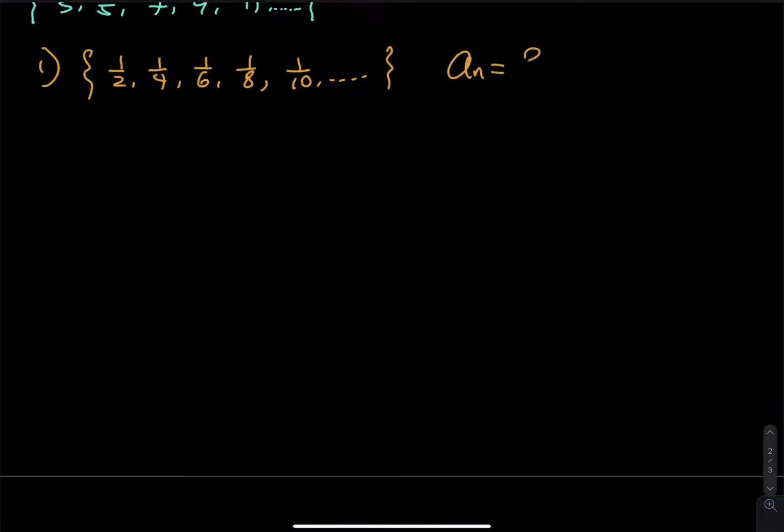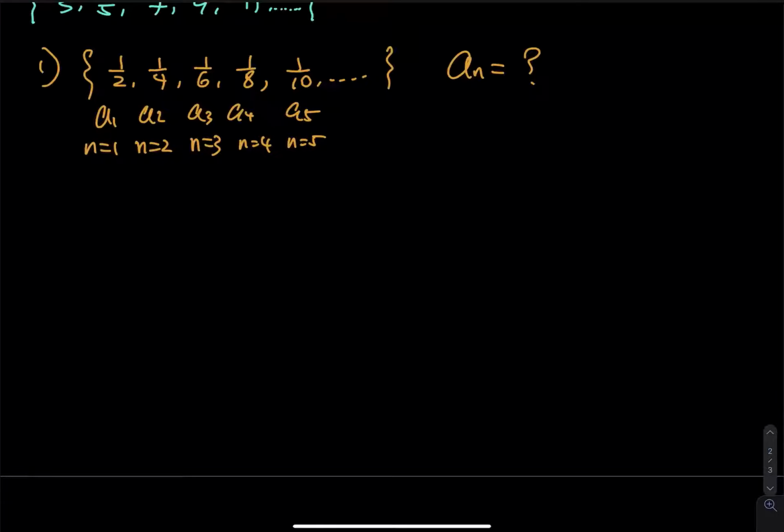So here we have A1, A2, A3, A4, A5. So n equals 1, n equals 2, n equals 3, n equals 4, n equals 5. So that means based on this pattern, if I want to look for a specific term, can you tell me what the general term is? So that means look at this list. Can you tell me what the pattern is?